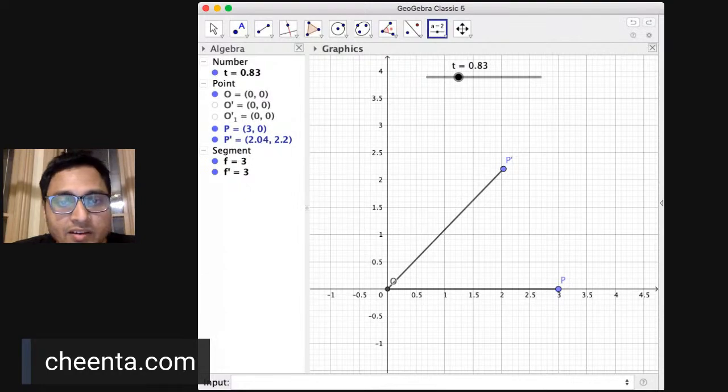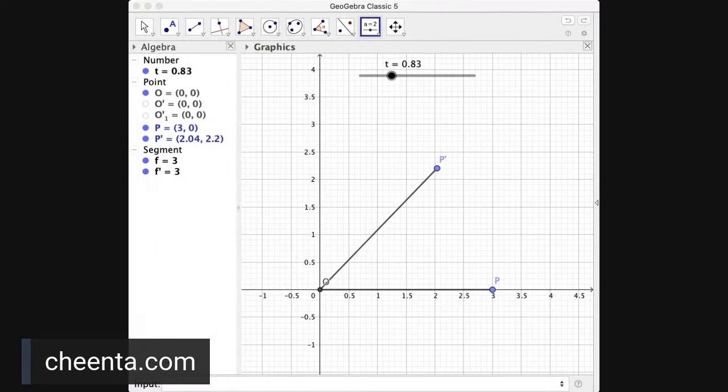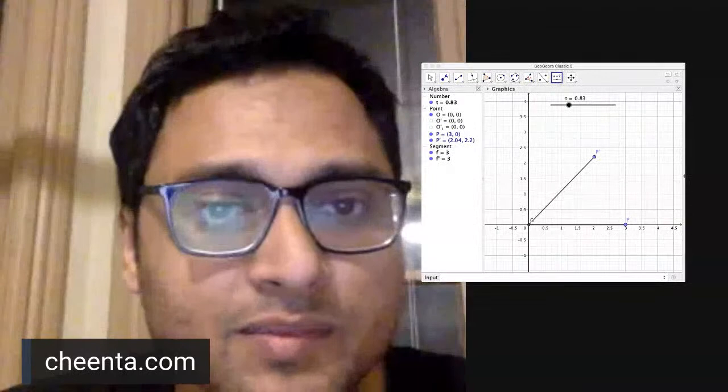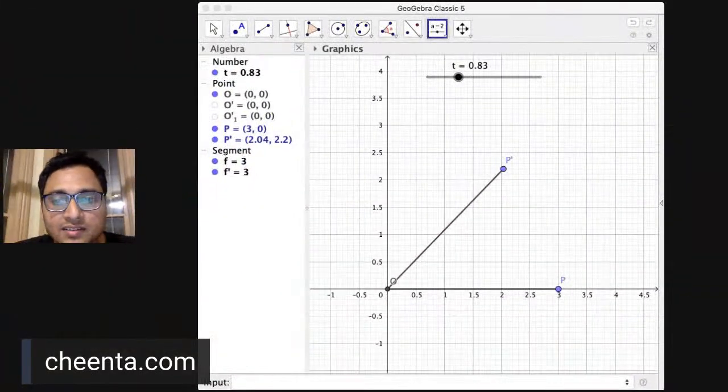Can I make the screen bigger? Okay, maybe like this. I don't think it helps.